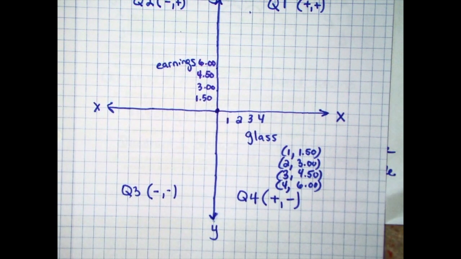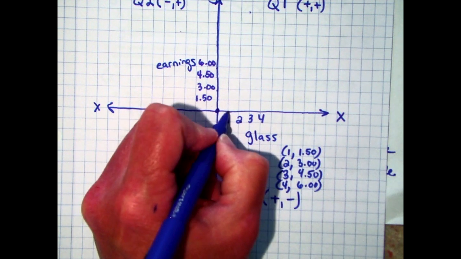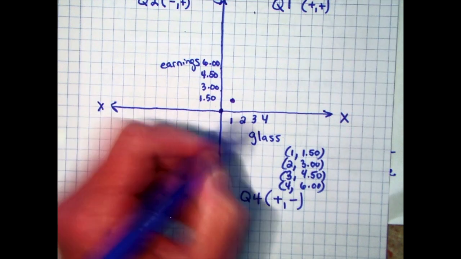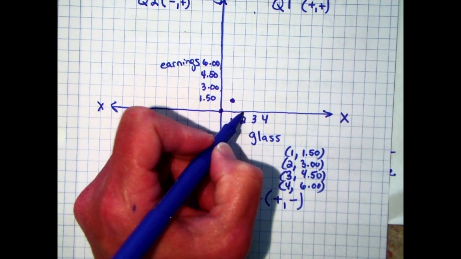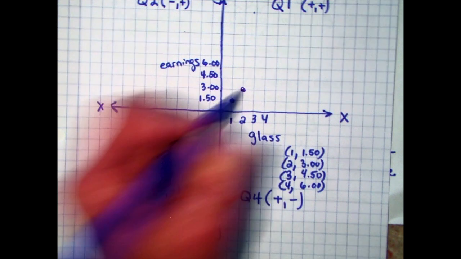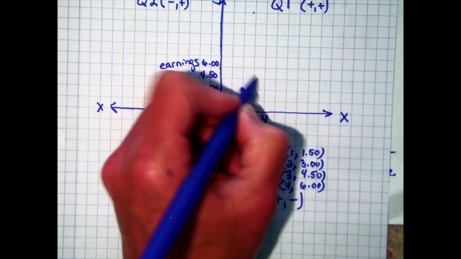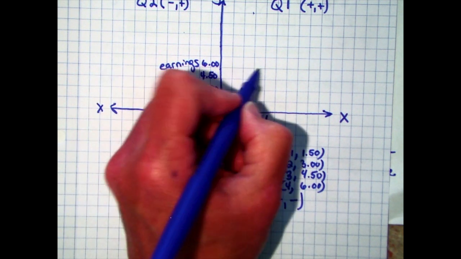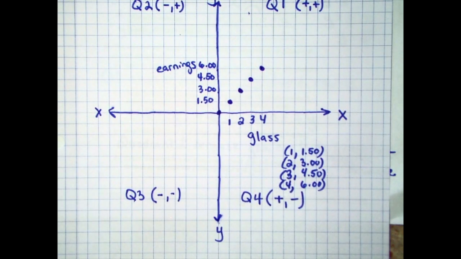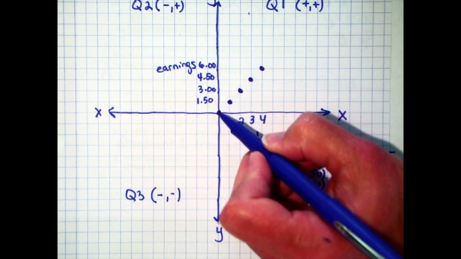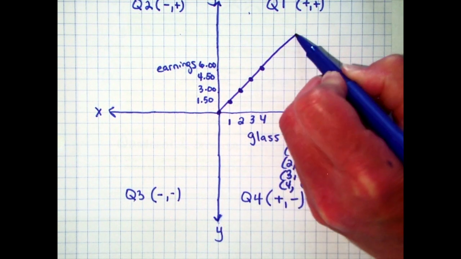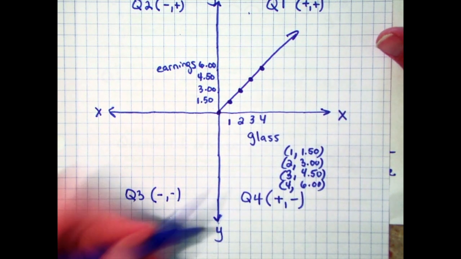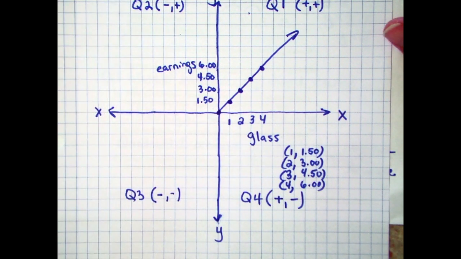So to graph that, we go out on our x-axis first and we go up to our $1.50. We plot our point. Then we're going to go out to 2 glasses and go up to $3. Go out to 3 glasses, go up to $4.50. And go out to 4 glasses and go up to $6. And that's how we graph those sales of lemonade. And if we drew our line through, we could actually figure out how many more glasses and how much more money we would earn by the glass.